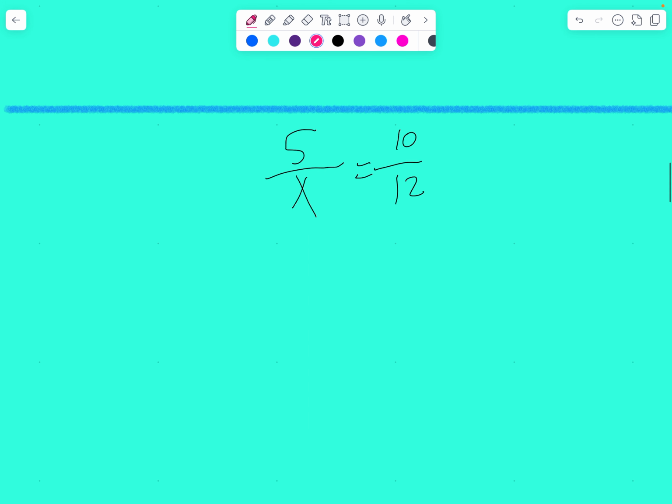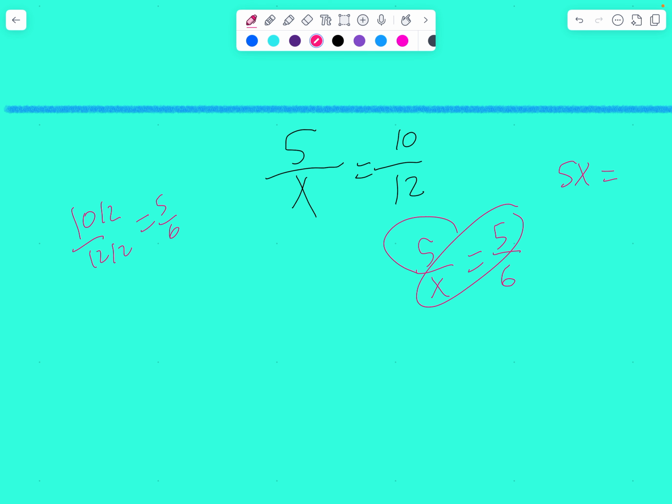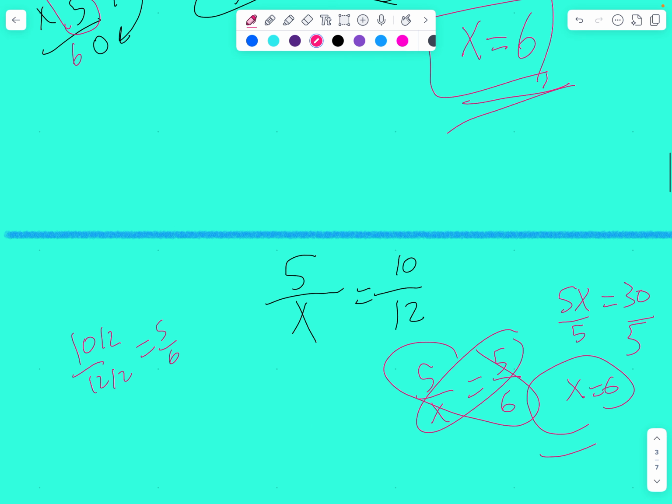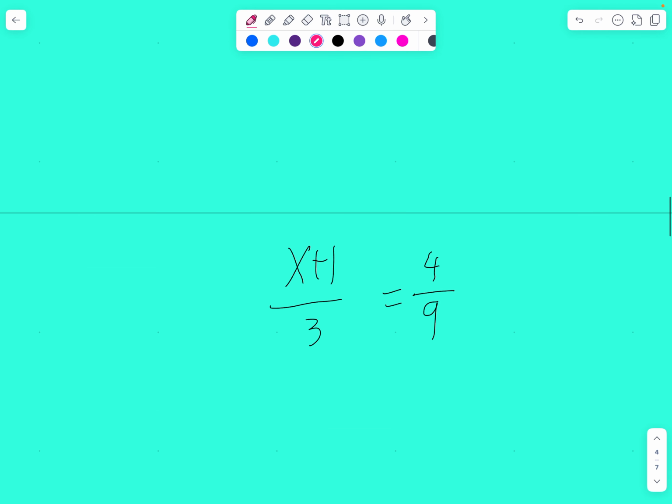That's the other way of doing it. Take 10 over 12. Divide both of them by 2. And you get 5 over 6. So 5 over x equals 5 over 6. What's 5 times x? 5x. What's 6 times 5? 30. Divide both sides by 5, and I get x is equal to 6. And guess what? That's the same exact answer. So that's awesome.